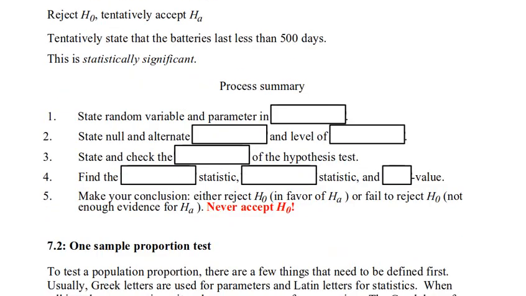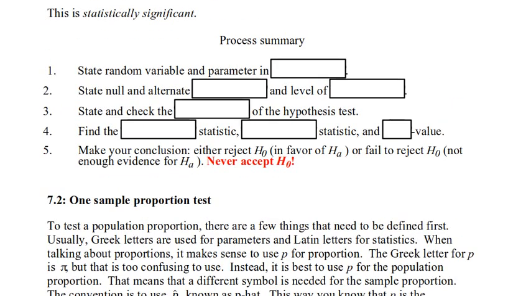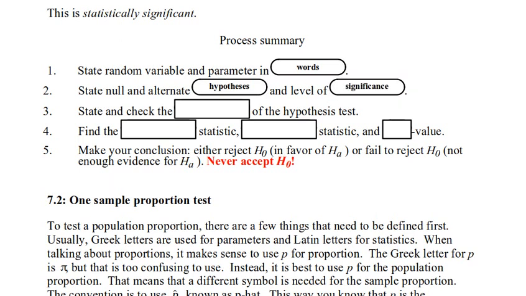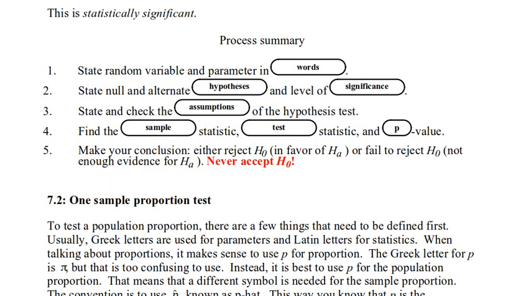Okay, let's summarize by going over this process again. So the first step is to state the random variable and the parameter in words, so you know what it is that you're talking about. Then state the null and alternative hypotheses and the level of significance, that alpha that you've chosen. Then state and check the assumptions of the hypothesis test. Then find the sample statistic from the data that you collected, the test statistic using the null hypothesis, and then using Bell, compute the p-value. P stands for the probability.